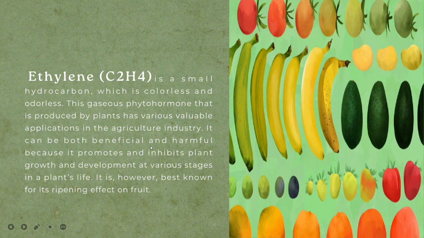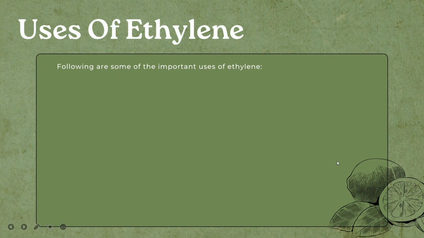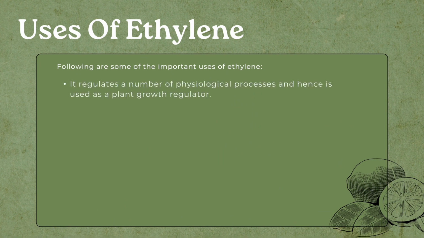For example, the beneficial effect of ethylene is that it induces plant growth, whereas its harmful effect is that it makes the fruit more susceptible to pathogens as it ripens. The following are some of the important uses of ethylene. Number 1, it regulates a number of physiological processes and hence is used as a plant growth regulator. So it is a factor in the growth of plants. That's why it's used to regulate its growth and other physiological functions of plants.